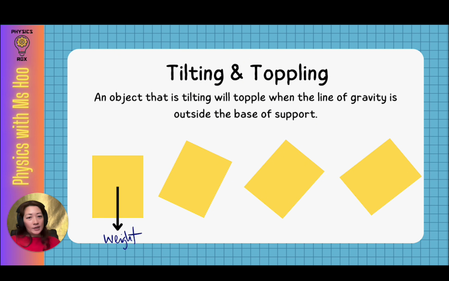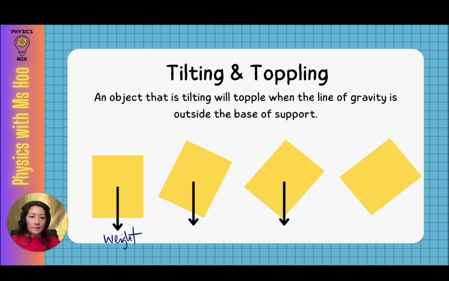So we have different positions of tilting here. Let's compare the weight against the base of support. So I'm going to draw weight lines for each object. Let's have the second diagram first. So I've shifted it here. If this is the center of gravity and this is where the weight line is, you'll find that the weight line is still within the original base of support. So if we were to tilt it this way and we let go, what happens is that this object is going to tilt back to its original supporting base.